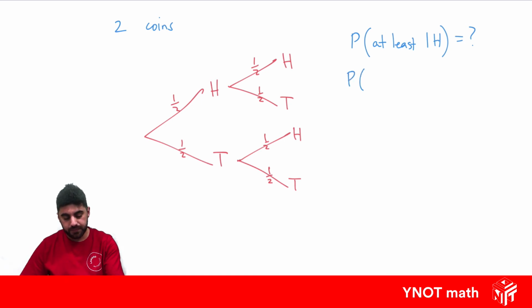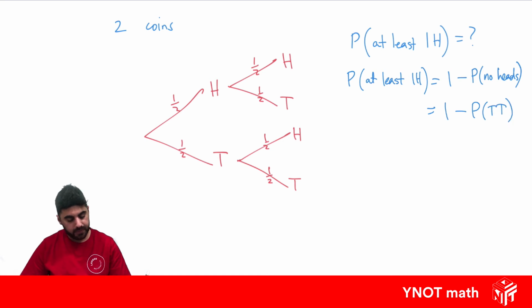So we could rewrite this probability as 1 minus its complement. So 1 minus the complement is getting no heads. And what's another way of writing no heads? Well, that would be getting 2 tails. So now we can find the probability of getting at least 1 head is 1 minus the probability of getting 2 tails. The probability of getting 2 tails is just here.